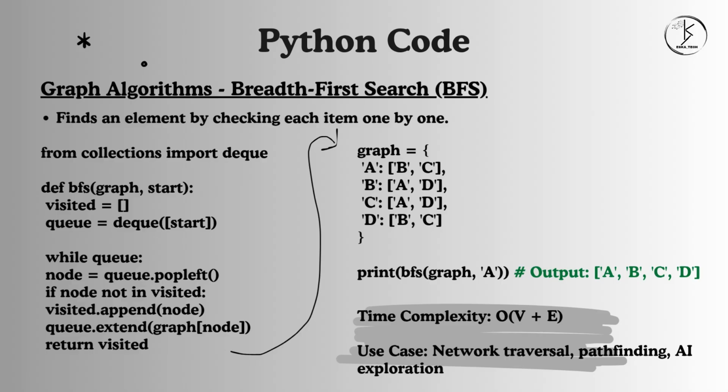Graph algorithms are used to explore connections between nodes. Breadth first search, or BFS, starts from one node and visits all its neighbors level by level. It's widely used in social networks, navigation systems, and AI pathfinding.